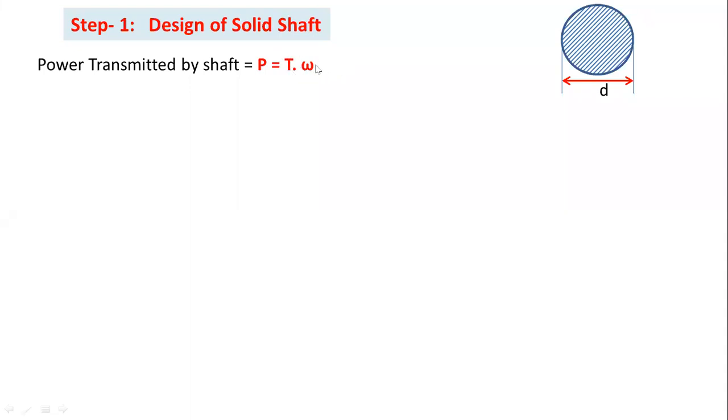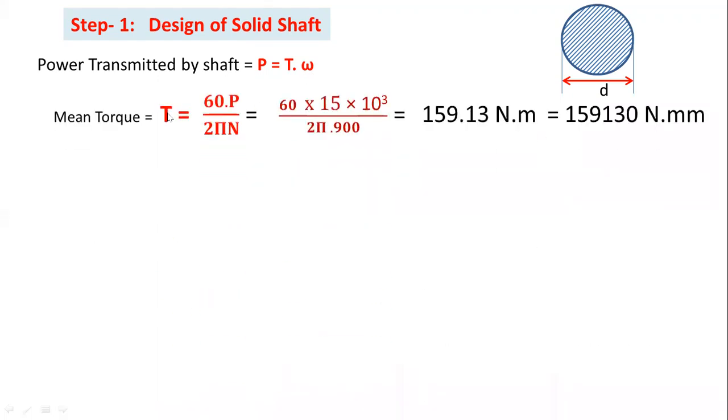Omega equal to 2 pi N by 60. So already from the given question, we know the value of power and angular velocity. So from this equation, you can get the value of mean torque transmitted by the solid shaft. Torque T equal to P by omega, that is 60 into P by 2 pi N. Now you have to substitute the value of power and the speed of the shaft.